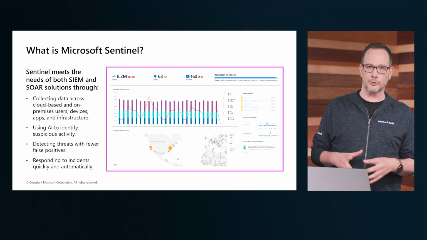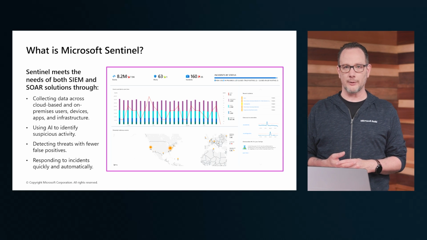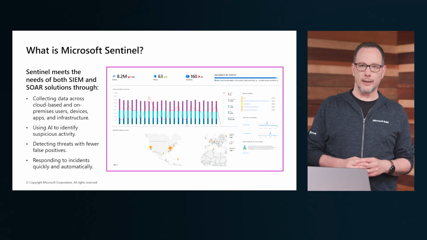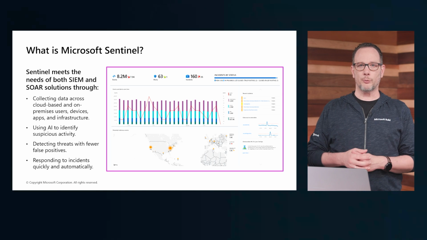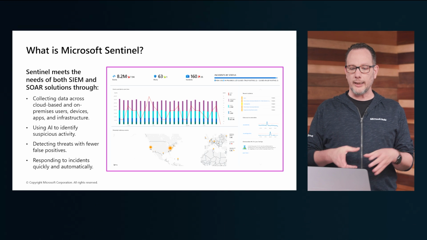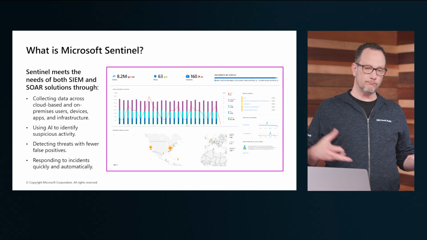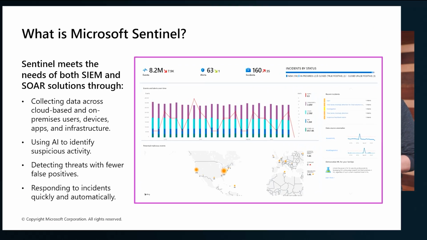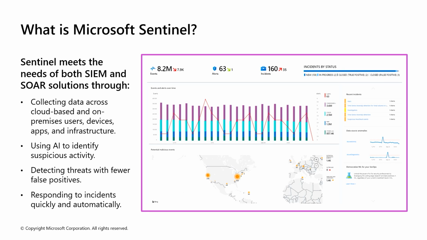And again, just an example screenshot. It's not based on a live environment. I don't even have this in my demo environment, but you could probably use your imagination: 8 million events on X amount of servers, reducing to 63 alerts, filtering the noise, and then transforming that into 160 incidents.